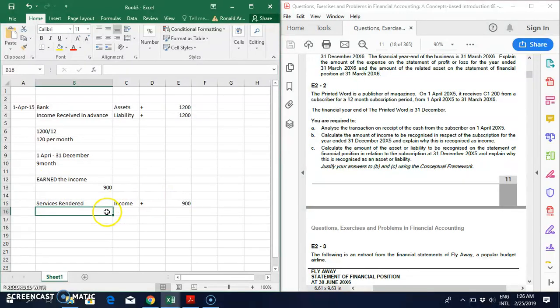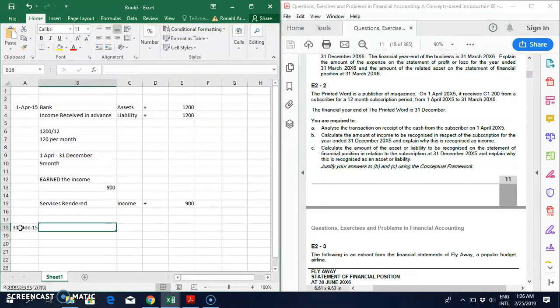Now, if you've rendered 900 Rand, they paid you 1,200 Rand. What does that mean? It means you still owe them services of 300 Rand. So by the 31st of December 2015, we still owe services of 300 Rand. You agree with that? So we still owe them services of 300 Rand.